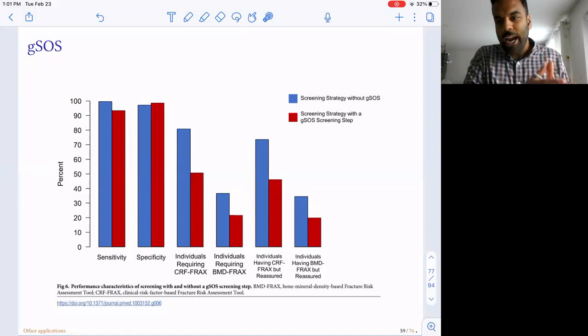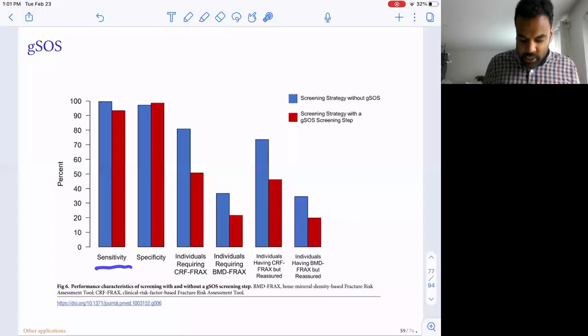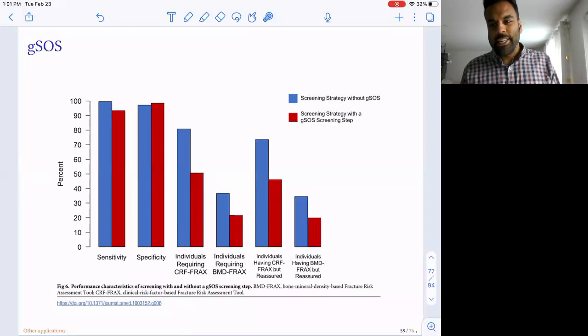What we did show is that the sensitivity and specificity were basically the same if you screened for those individuals, right? So I think there's a lot of power here as a negative screening tool.